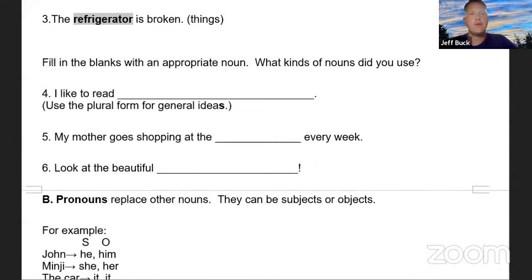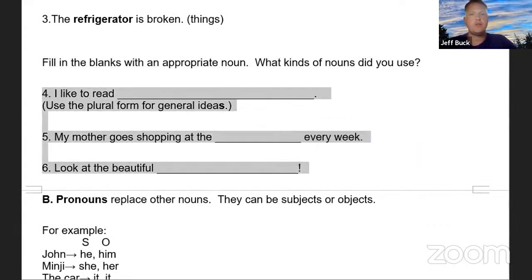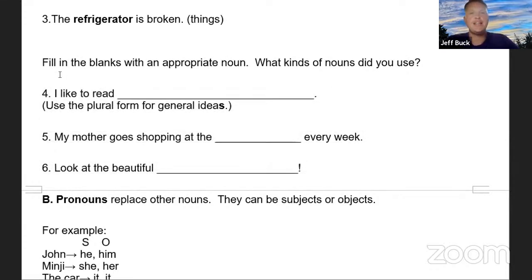And now in 4, 5, and 6, fill in the blanks with an appropriate noun and see if you know what kind of noun you use for each answer: a person, a place, or a thing. So take a minute or two and do 4, 5, and 6. Pause the video whenever you need to. All right, here are the answers, or my answers. I like to read books, or maybe you said blogs or articles, or short stories, whatever.